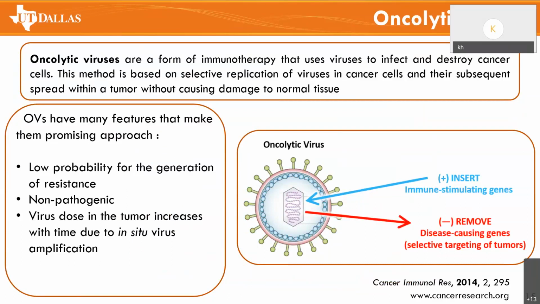So this method actually relies on selective replication of viruses in cancer cells, and they spread inside the tumor without causing damage to normal tissue. That's very interesting, actually. When they enter the cell through their specific receptor on the cancer cell, they continuously replicate and lyse the cell, so the result is killing the malignant cell.